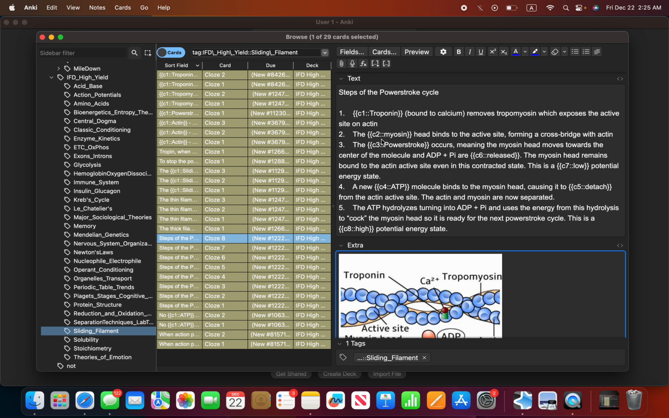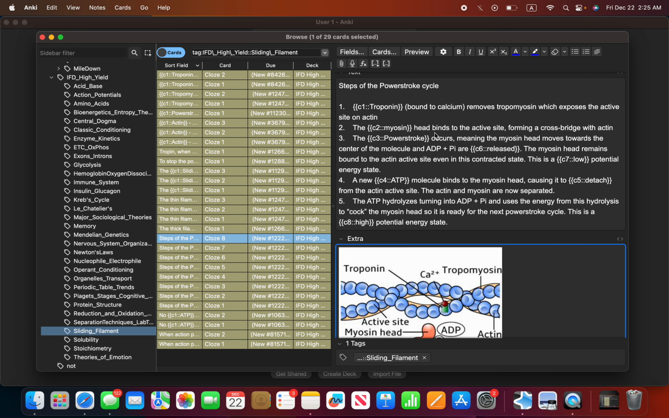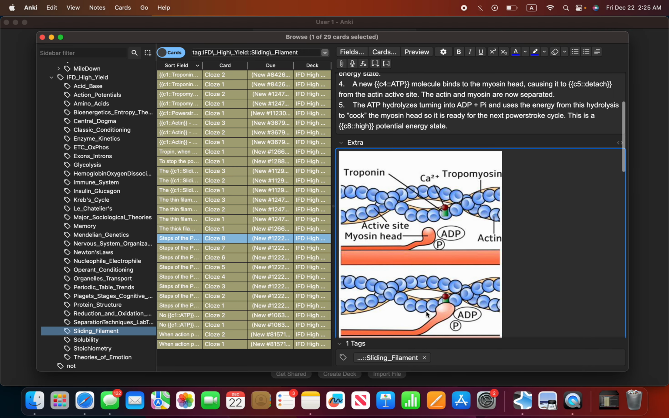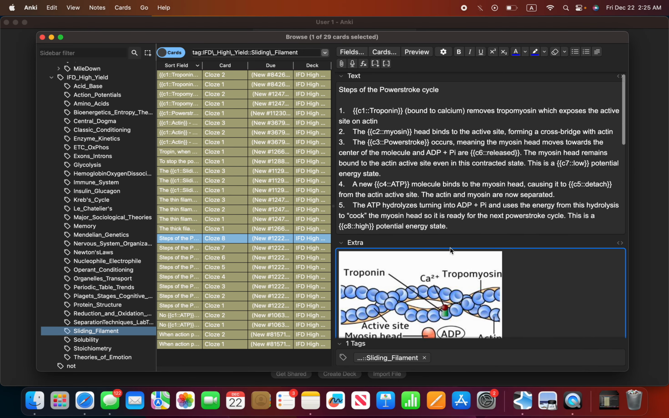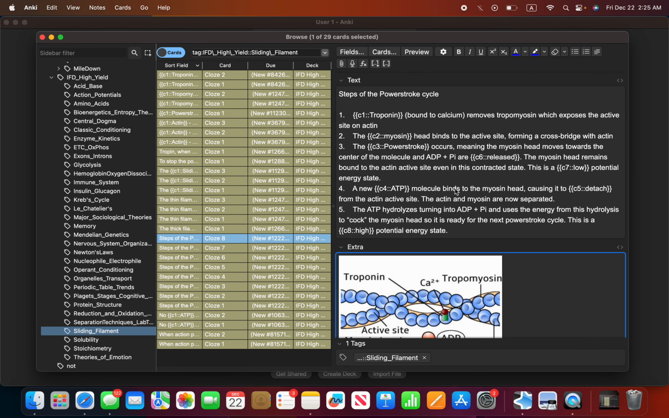And then step 2 is that the myosin head binds to the active site, forming a cross bridge with actin. So step 2 is that the myosin head attaches to the active site, and this forms a cross bridge with actin. Remember that this is called a cross bridge.